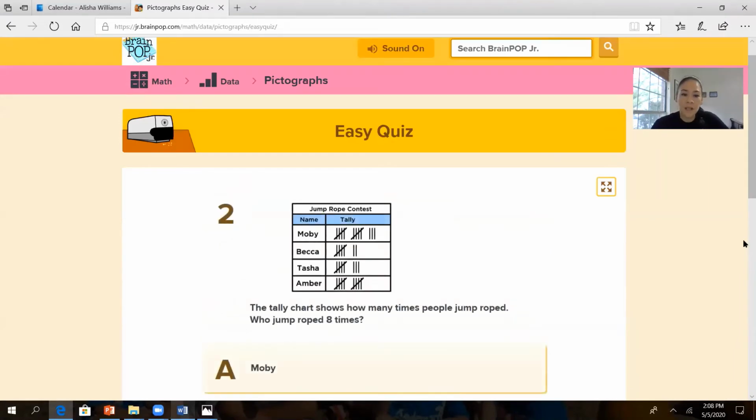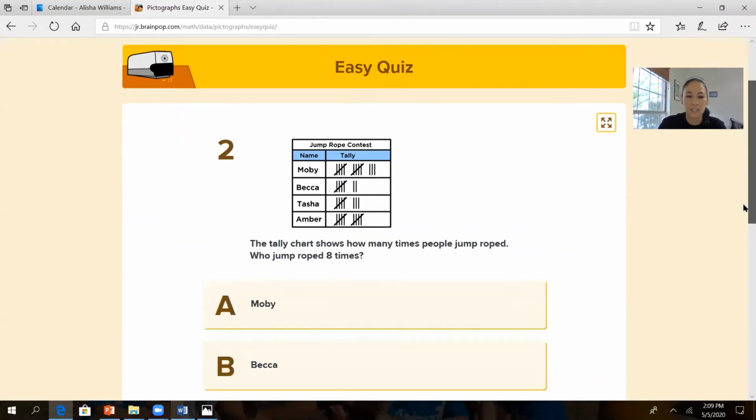Question 2. The tally chart shows how many times people jumped rope. Who jumped rope 8 times? So remember, when we look at tally marks, the cross means a group of 5, and then we count on from that. So we're looking for 8. Here are the names, and here are the tally marks. So 5, 10, 11, 12, 13. Too much. Let's look at Becca. 5, 6, 7. Not 8 yet. Tasha, 5, 6, 7, 8. And let's see Amber, just in case. 5, 10. No, so it's Tasha. Let's go look for Tasha's name.